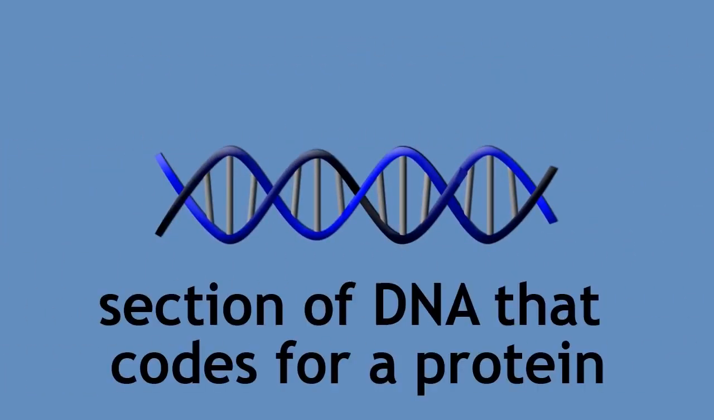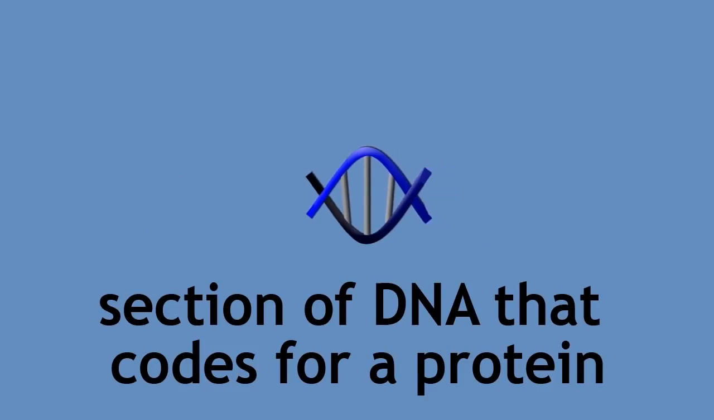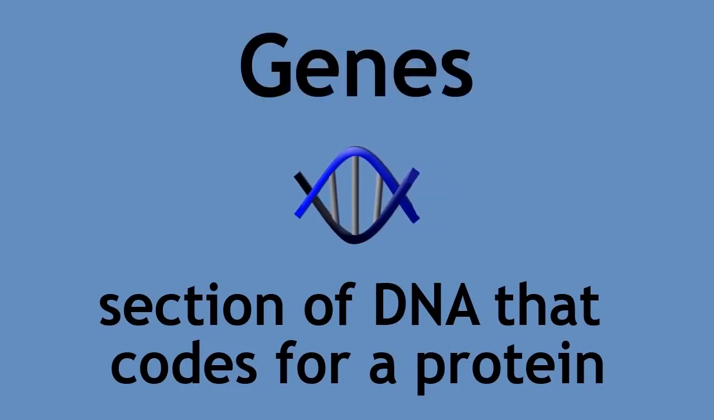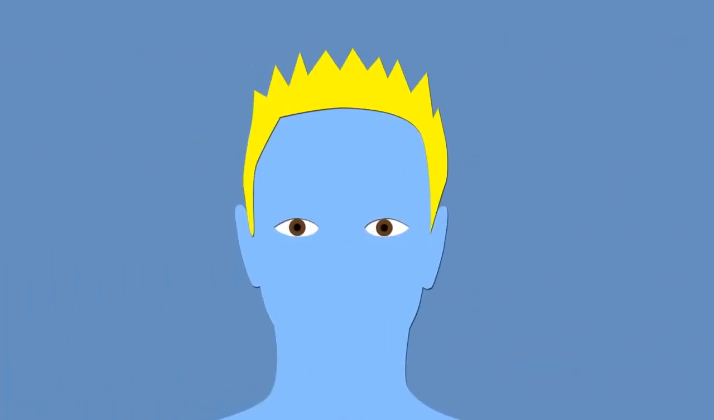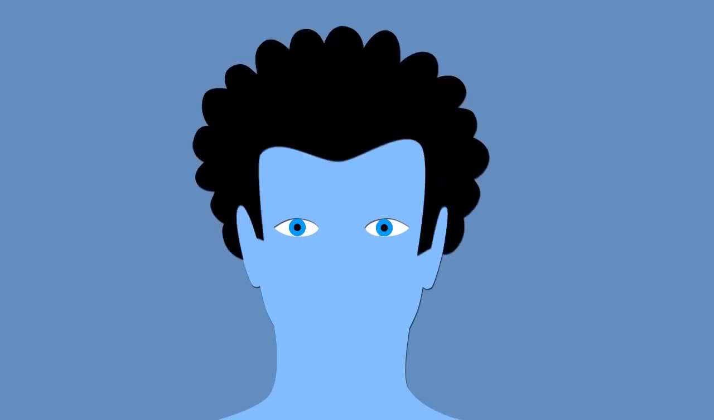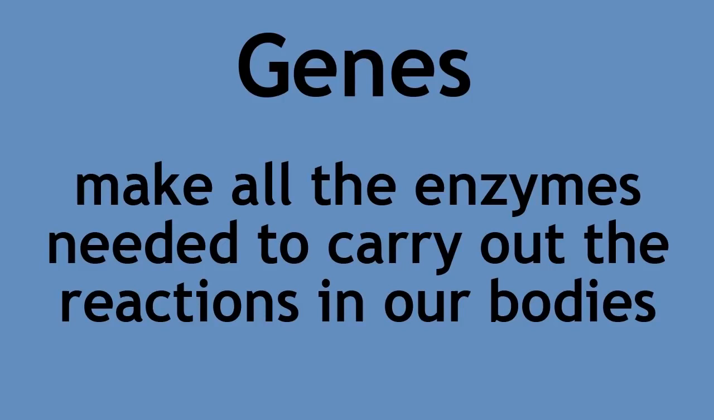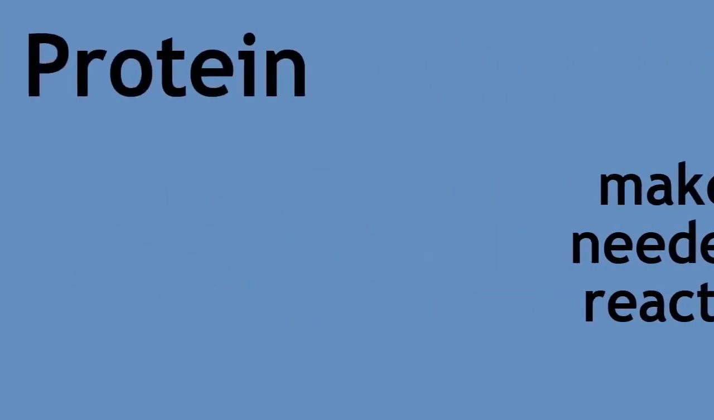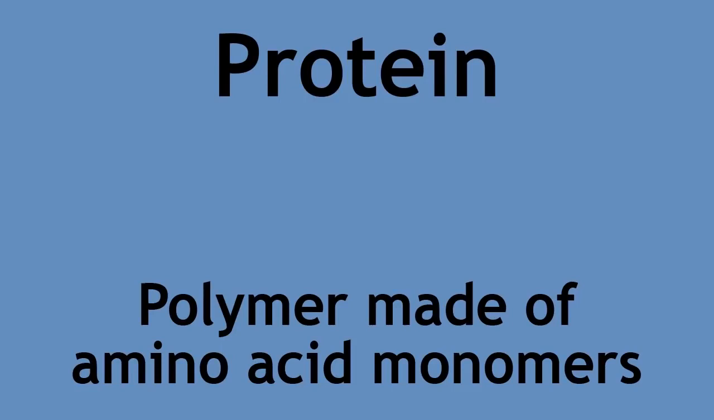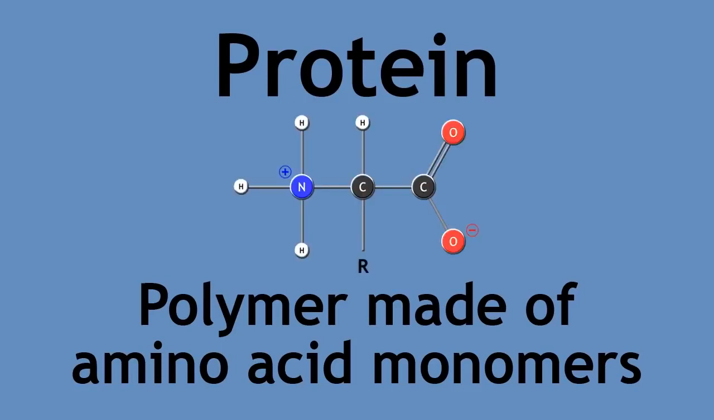A section of DNA that codes for a protein is known as a gene. Our genes determine whether we have brown or blue eyes, blonde or black hair, straight or curly hair, and even the smaller features such as your dimples and the shape of the hairline. Genes are necessary to make all the enzymes needed to carry out the reactions in our bodies. Proteins are polymers made from amino acid monomers. There are endless types of proteins, each with a unique structure and function.